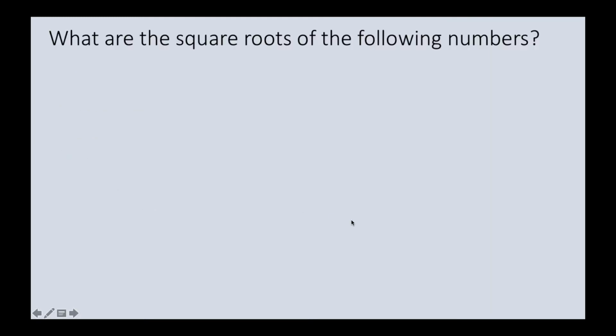Okay. So have a go at finding the square roots of these numbers and see what you get as your answers. They're not going to be easy to square root, they're not square numbers, which means there's not going to be an overall answer for them.